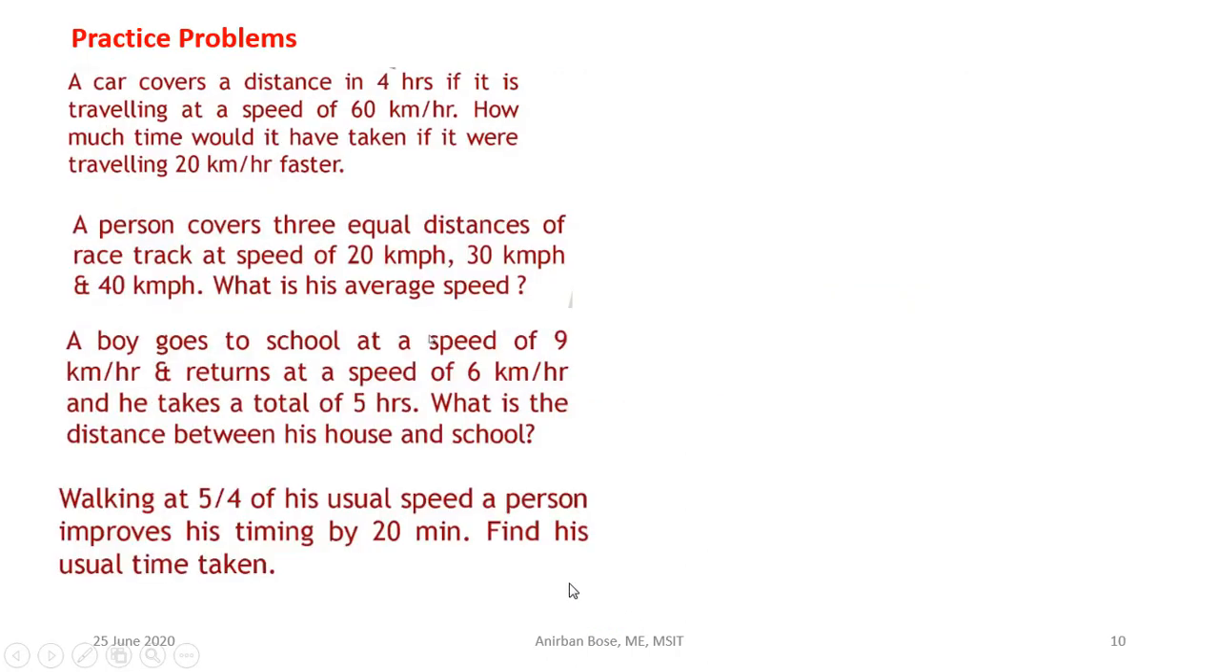Okay, so here are some practice problems for you. I am just giving you the hint. The car covers a distance in 4 hours, traveling at a speed of 60 km per hour. So you can easily find out the total distance traveled. Then the question is how much time it would take if you are traveling at 20 km per hour faster. Previously it was 60, now 20 km per hour faster. So what is the speed now? That is 80 km per hour. So you will get the answer.